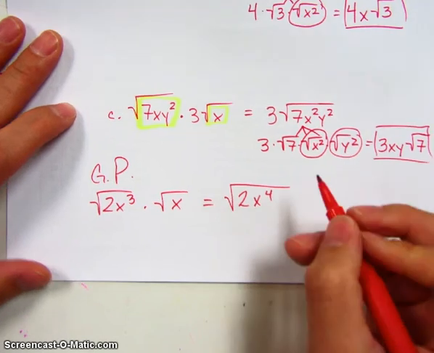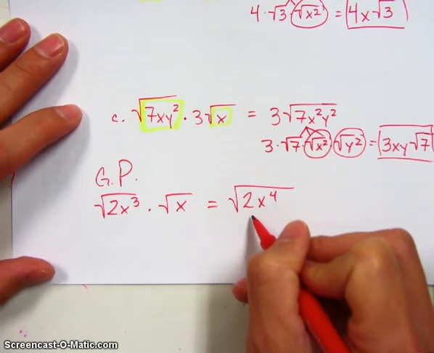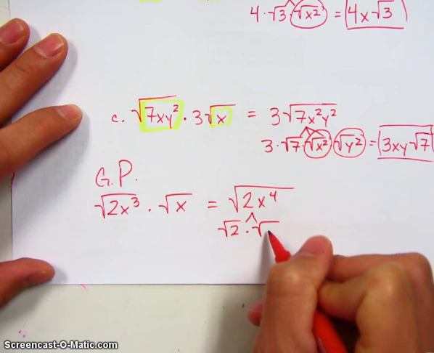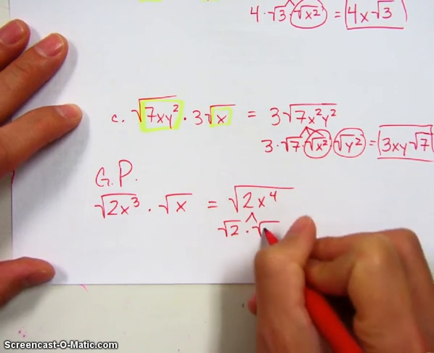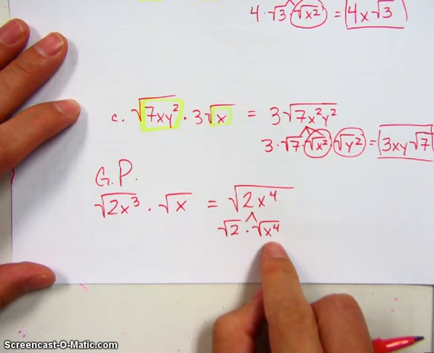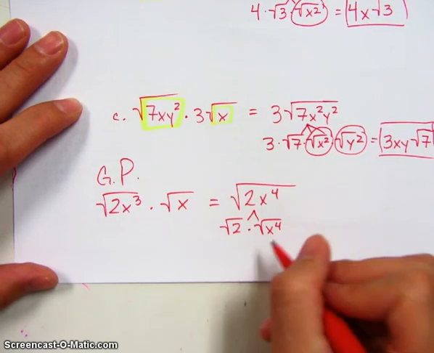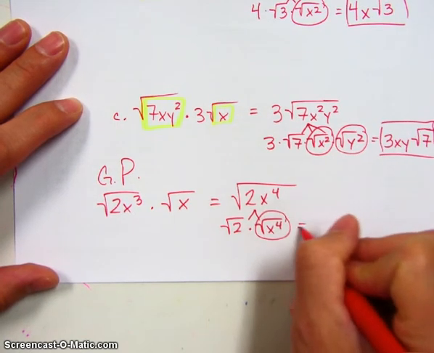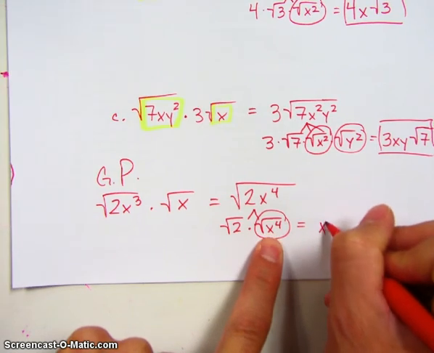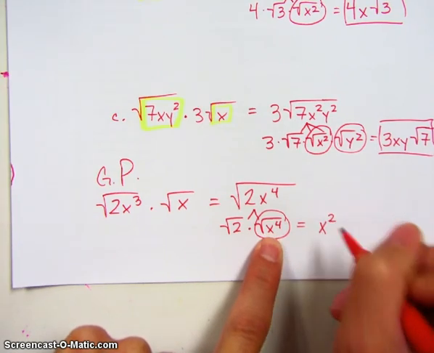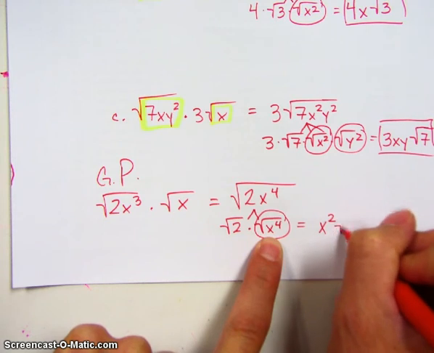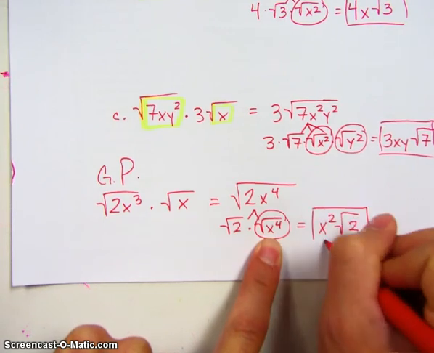And I say, let me think. Well, this can be broken up to the square root of 2 times the square root of x to the 4th. X to the 4th, it happens to be a perfect square. Maybe you see it, maybe you don't. If you do see it, you can see that this part alone, since it's the only thing that's a perfect square, actually turns out to be x squared, because x squared times x squared gives you x to the 4th. And then over this part gives you that. That has to stay inside.